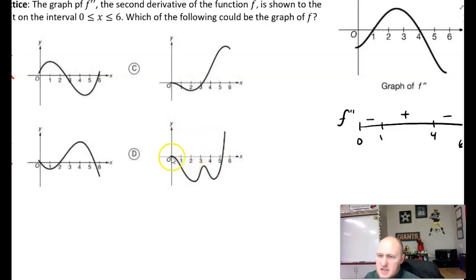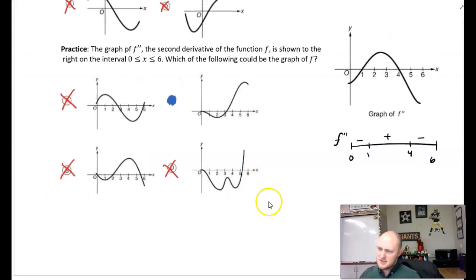And then on D, we're concave down from 0 to 1, and then we're concave up until about 3, and then we're concave down here on 3 to 4. So notice that doesn't match, and then it goes concave up again. D is not the answer. The answer is C. All of those answers were C.